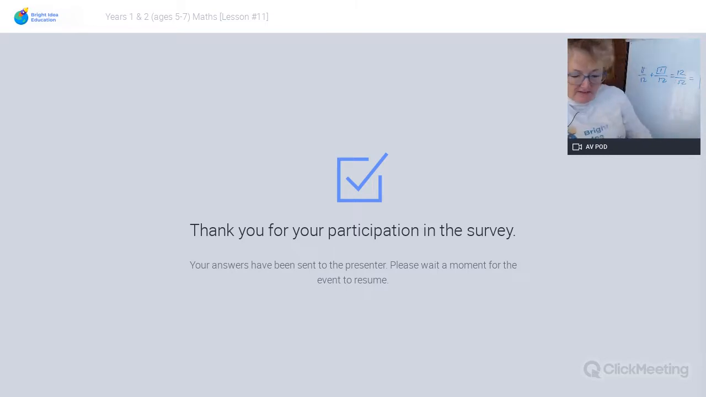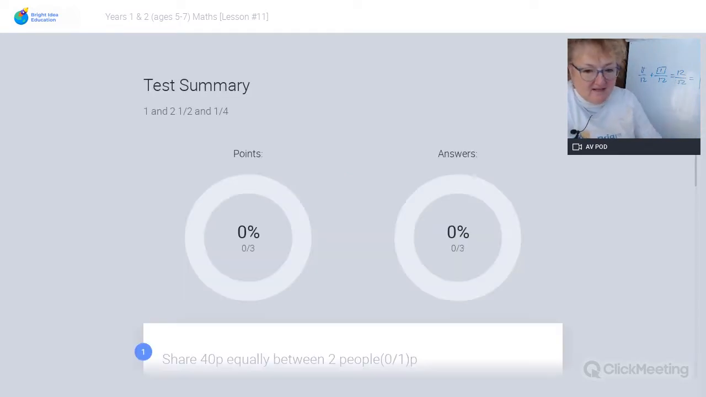So you can have a look at your results. See how you got along. Remember, one circle tells you how many points you got, maximum points are 3. The other circle tells you how many questions you answered. The 100% is all of them.